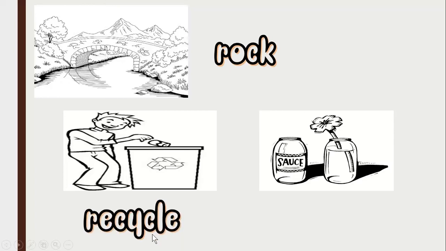By recycle and reuse. When we say recycle, it means you will make something old into new things. Those are old things that you can make into something new. How? For example, you have old bottles and you make them into a bag or a flower vase or something.